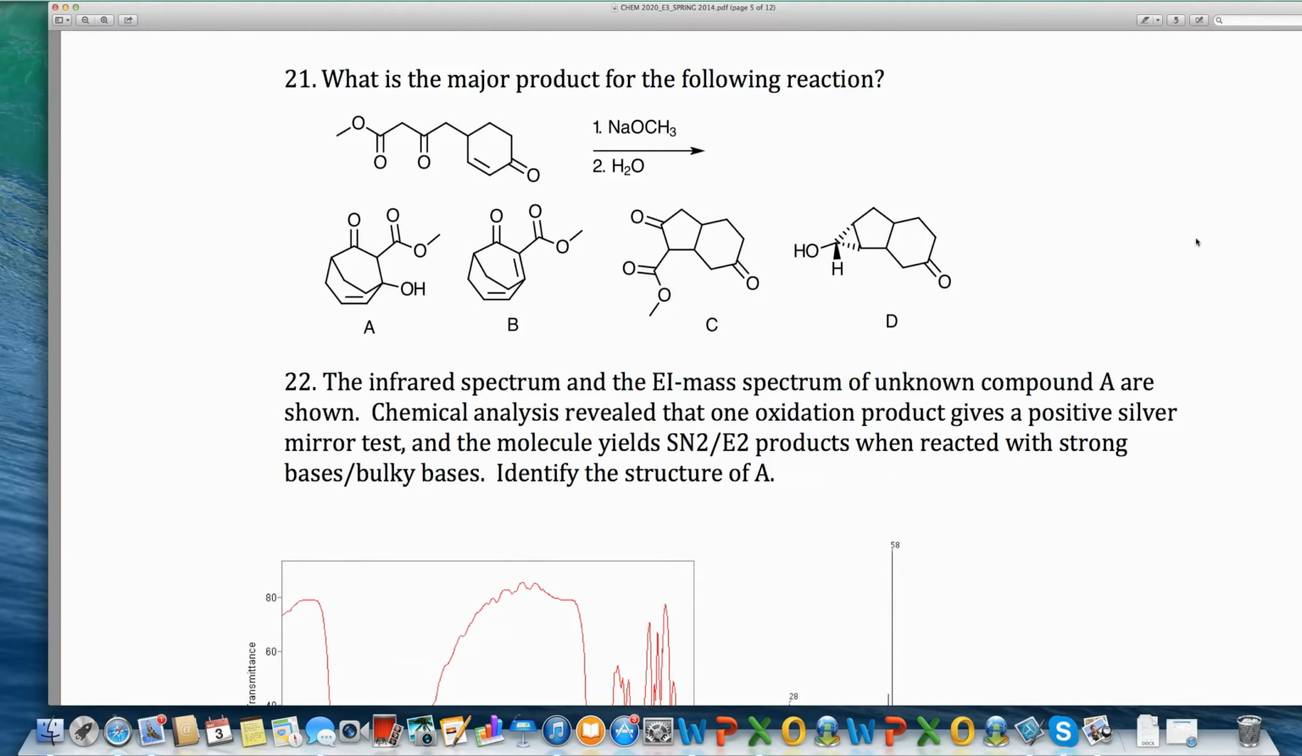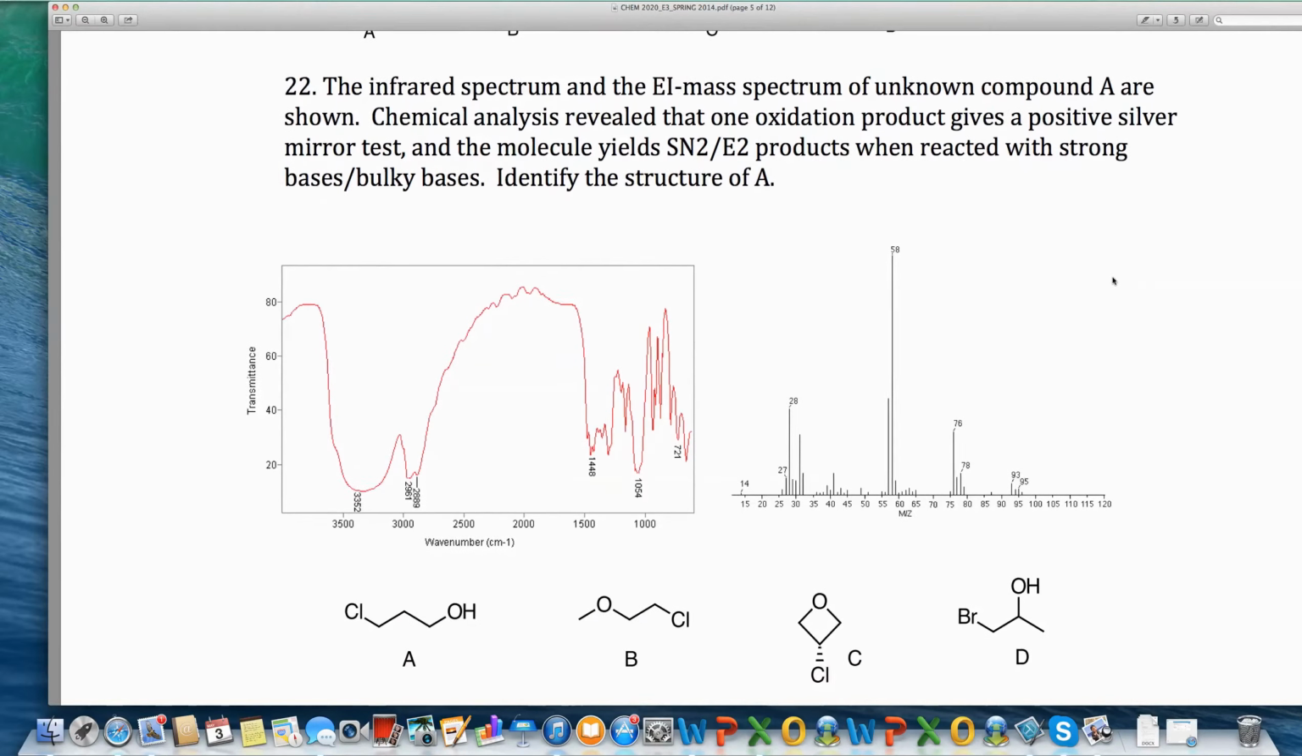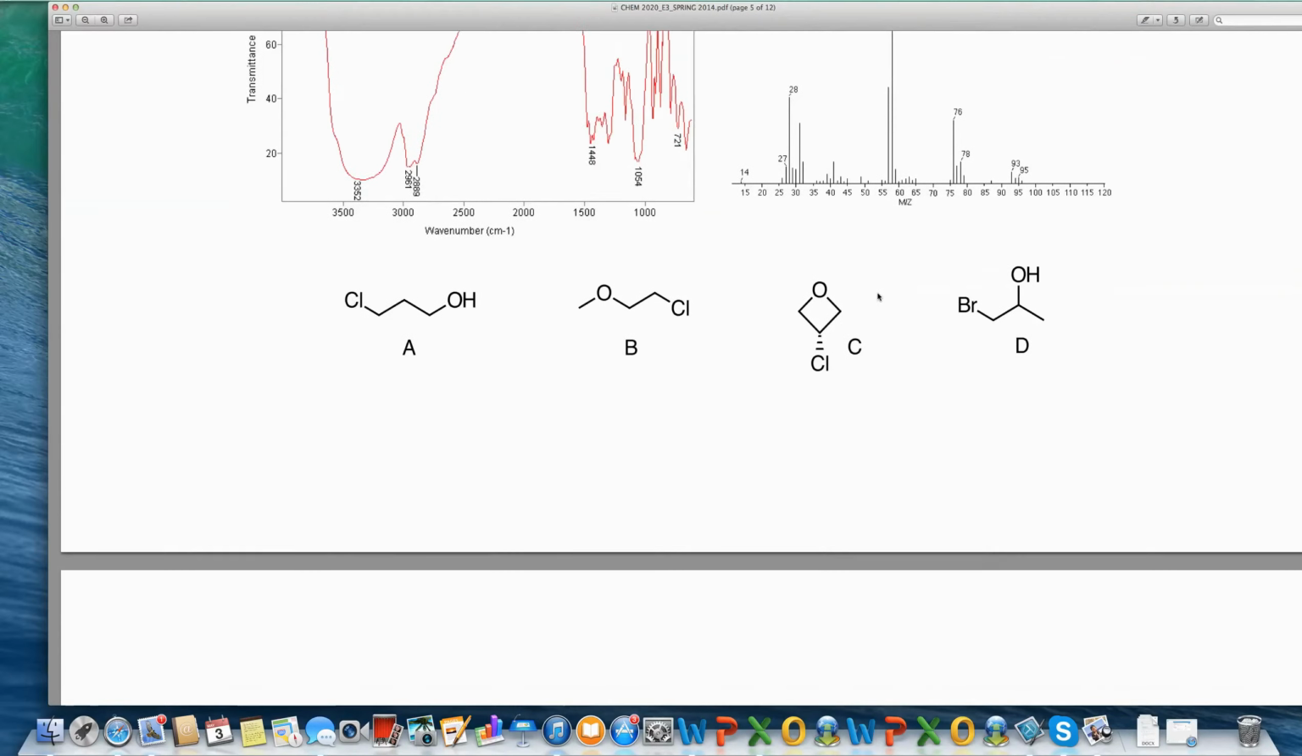Moving on to question number 22. We have a spectroscopic problem, and notice that we're given a little bit of chemical information. So we have an oxidation product that gives a positive silver mirror test. That means that that's a positive test for aldehydes, which means we must have a primary alcohol, and that eliminates choice D and C and B. The answer must be A. Here's your broad OH. There is no carbonyl. And of course, you see the chlorine with your 3:1 ratio. The answer for number 22 is A.